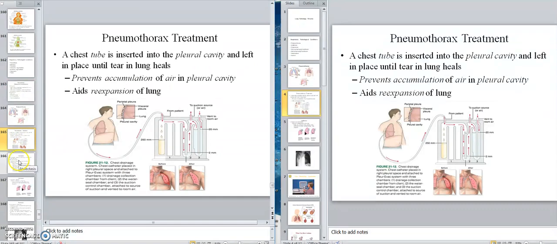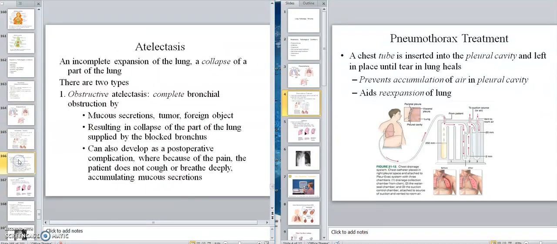The next condition we come to is atelectasis. And actually, this piggybacks right on top of what we just did. Atelectasis is when you have a collapse of a lung or a part of the lung. Okay. There are several reasons for atelectasis. One was the pneumothorax we just saw, collapse of the lung. Obstructive, complete bronchial obstruction, resulting in collapse of parts supplied by the blocked bronchus.